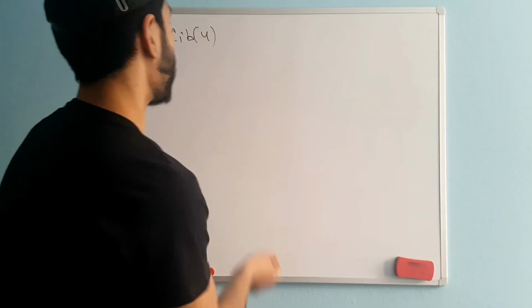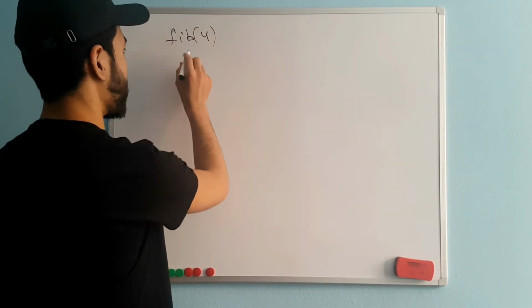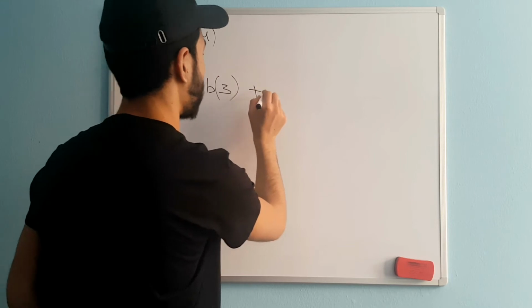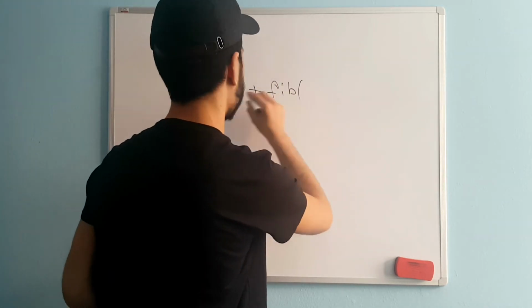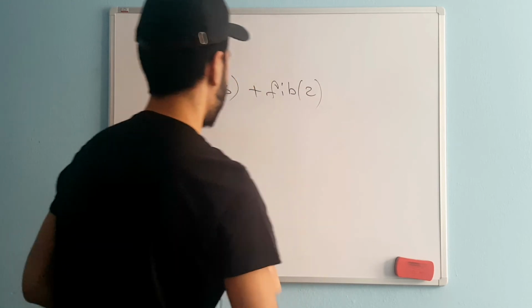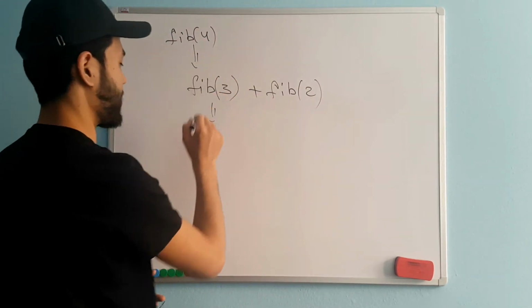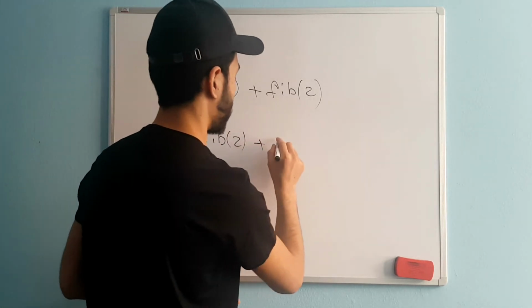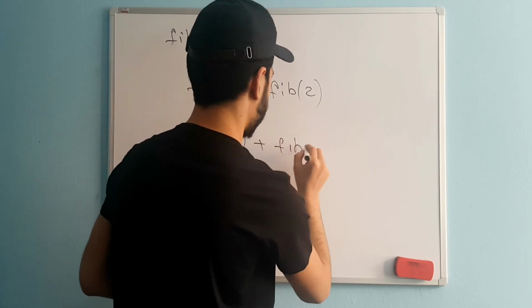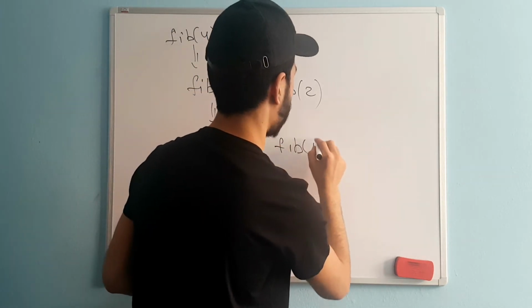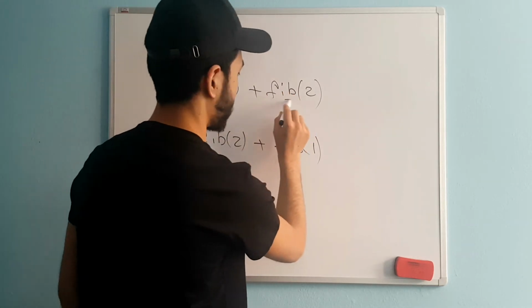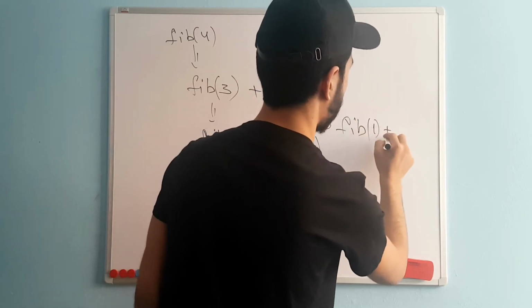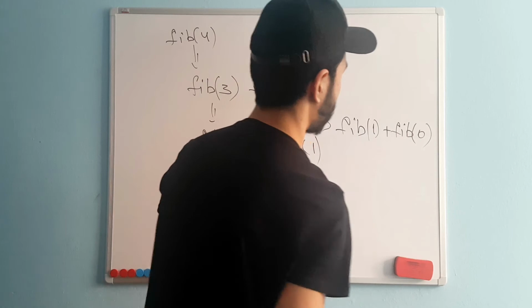Whenever our function is right now on argument 4, our function calls itself, fib with argument 3, plus fib with 4 minus 2, which is 2. And that function goes again, fib with n minus 1, 3 minus 1 is 2, plus fib with n minus 2, that is 1. And that function also goes to fib with 1 plus fib with 0.